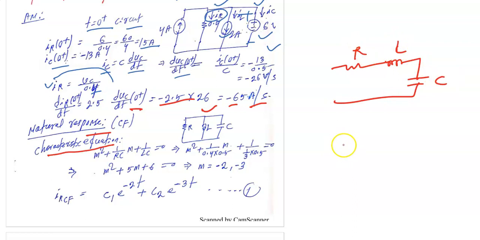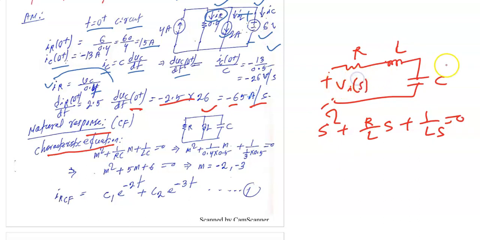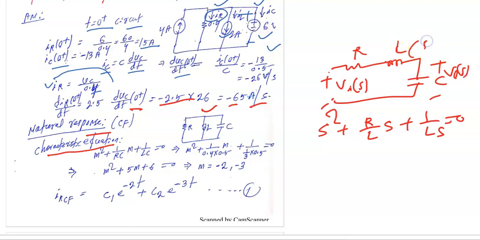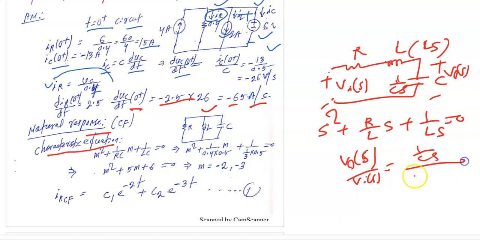For a series circuit, the characteristic equation will be s² + (R/L)s + 1/(LC) = 0. Okay, this characteristic equation finding is very simple. Take the Laplace transform of both sides, Vi(s) and Vo(s). L will be simply Ls, and C will be 1/(Cs). Put in a potential division: Vo(s)/Vi(s) will be (1/Cs) divided by (R + Ls + 1/Cs).